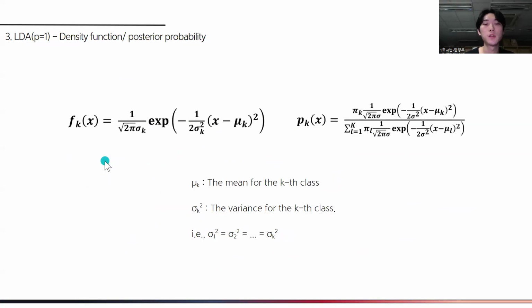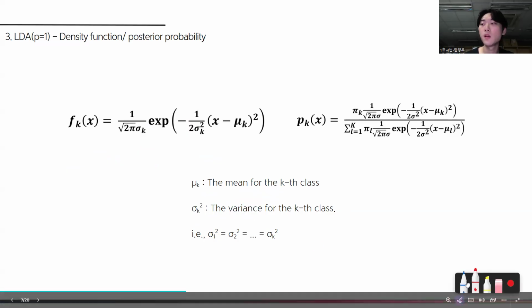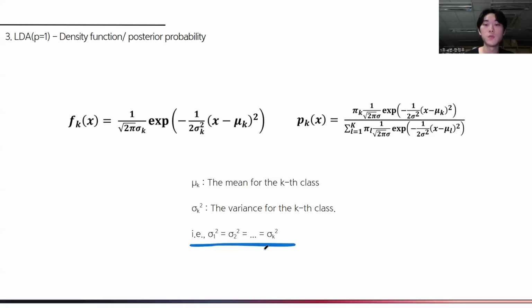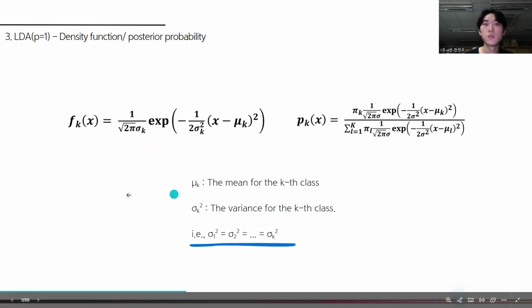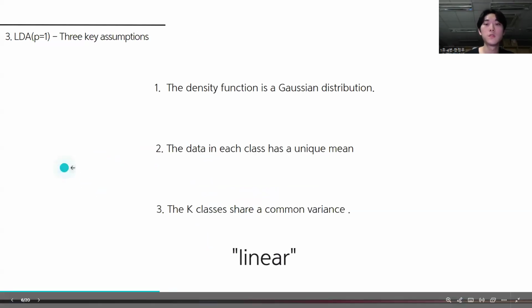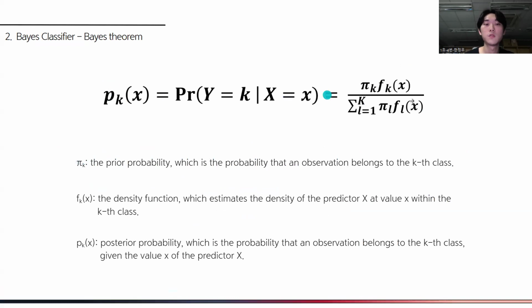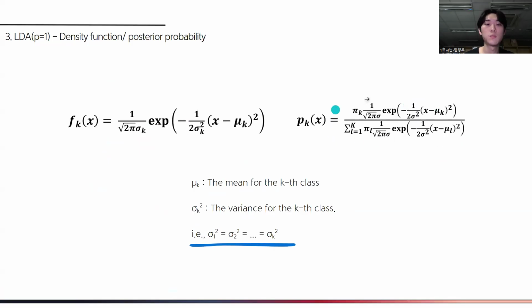Now we have the formula for the estimated density function. Here, mu k is the mean of the k-th class, and sigma squared k is the variance for the k-th class. And recall the third LDA assumption: we will assume that all k variances are equal. We will substitute this density estimate into the posterior probability equation. This gives us a new posterior probability equation.